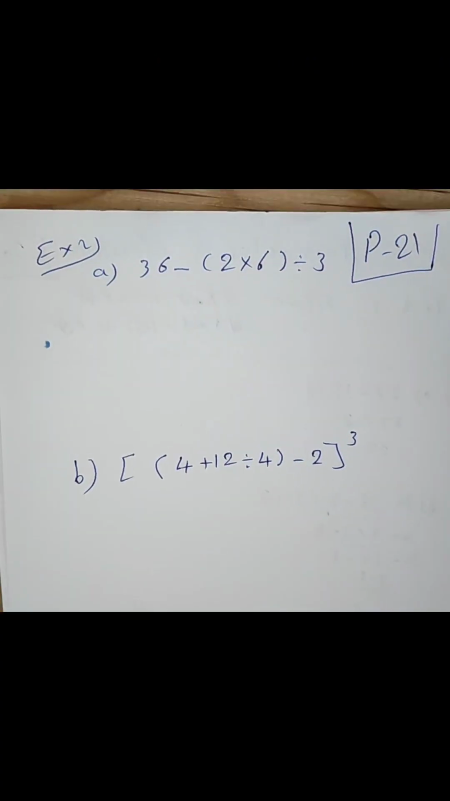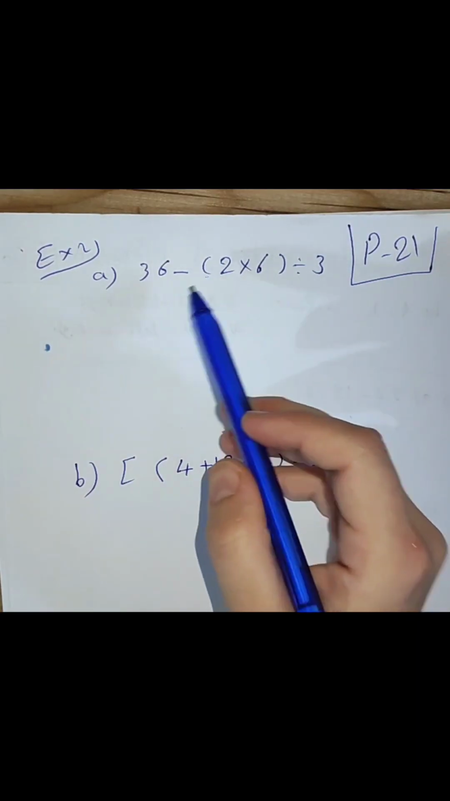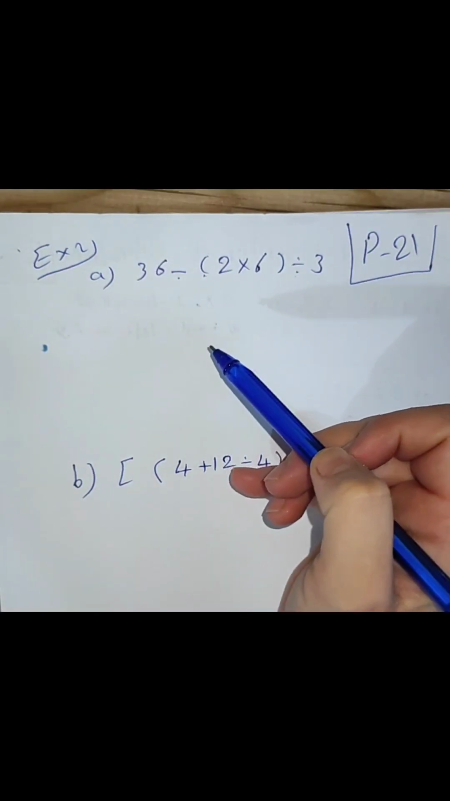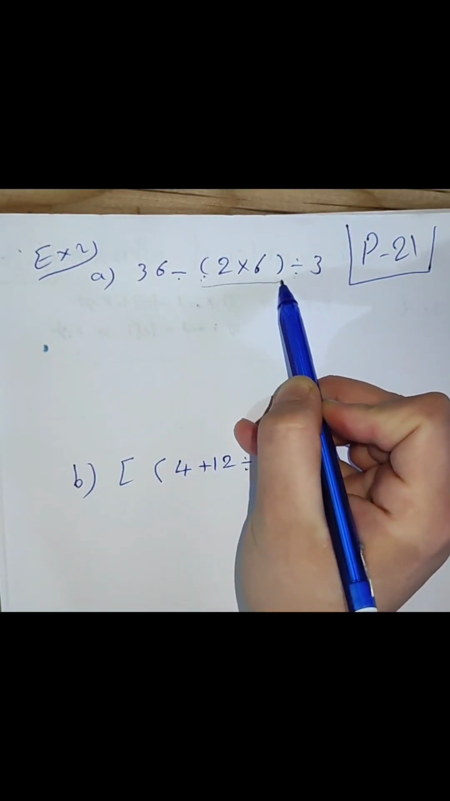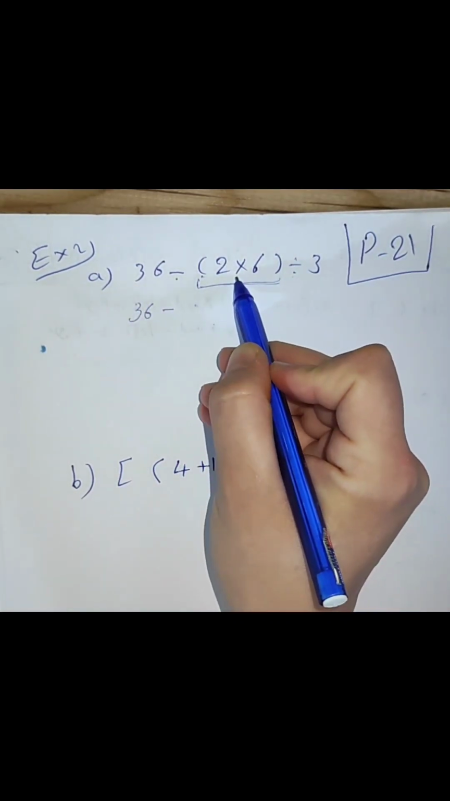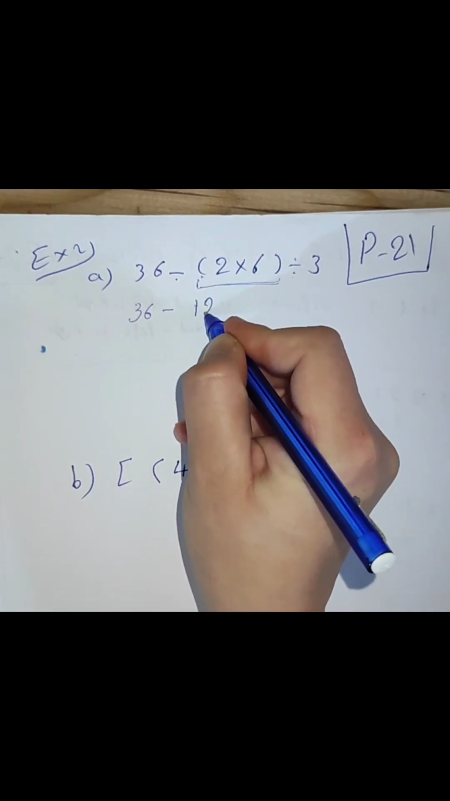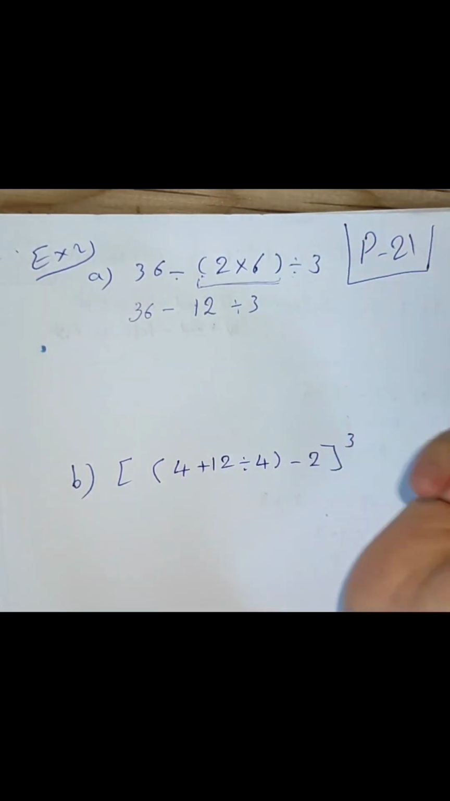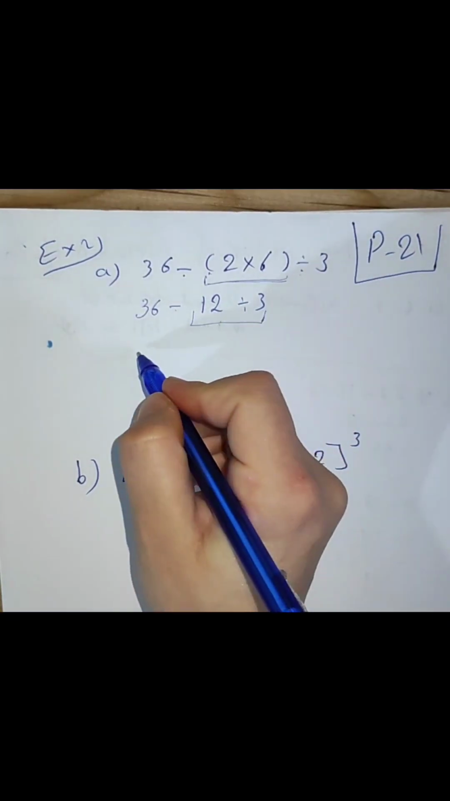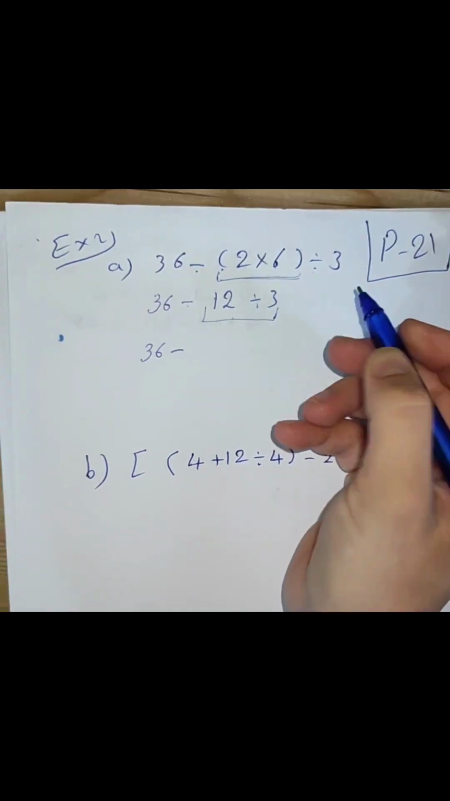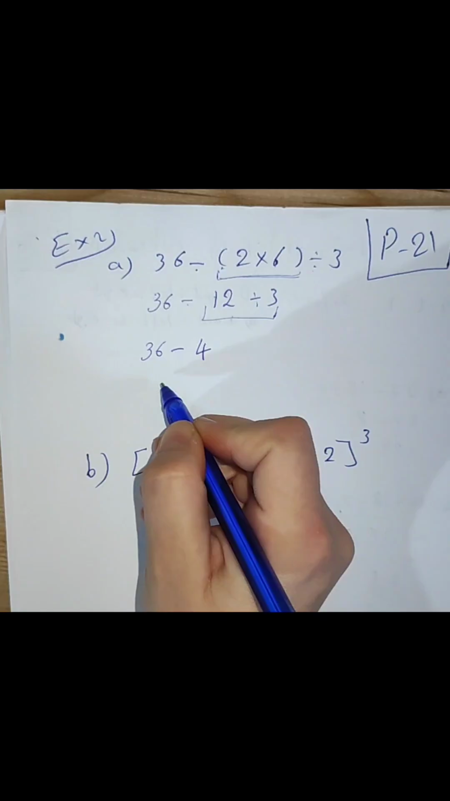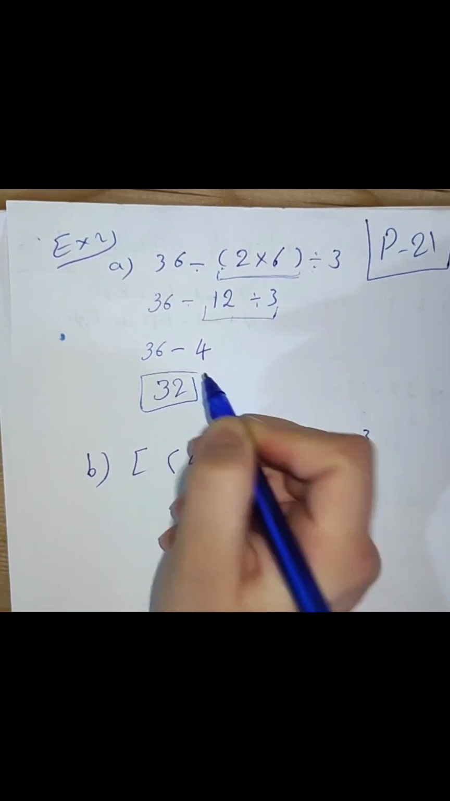We have two different questions. First one we have parentheses. Okay, look, we have minus, parentheses and divide. First we should solve inside the parentheses. You should write 36 minus, okay, 2 times 6 is equal to 12, and write the same. Then we have minus and divide. You should solve divide first, and write 36 minus 12 divided by 3 is equal to 4, and 36 minus 4 is equal to 32, and this is the answer.